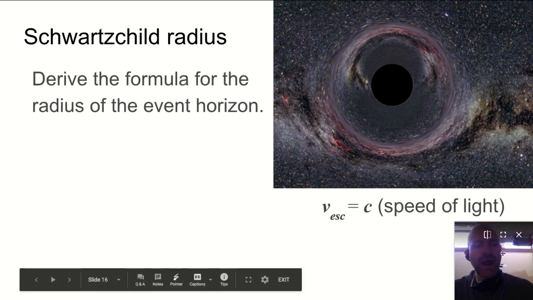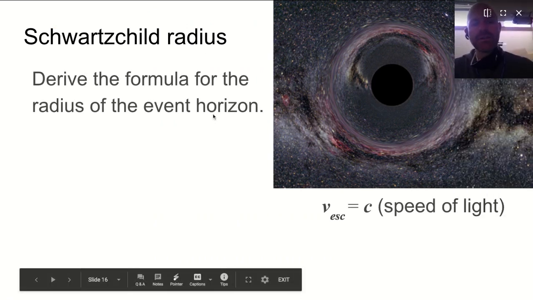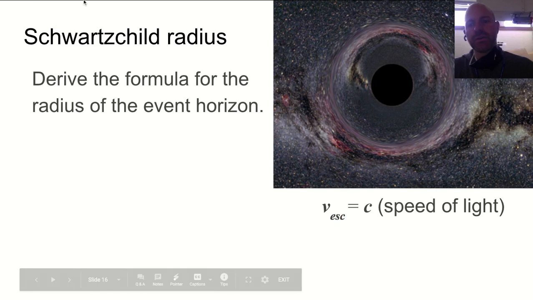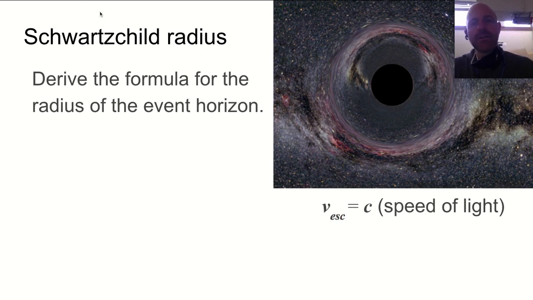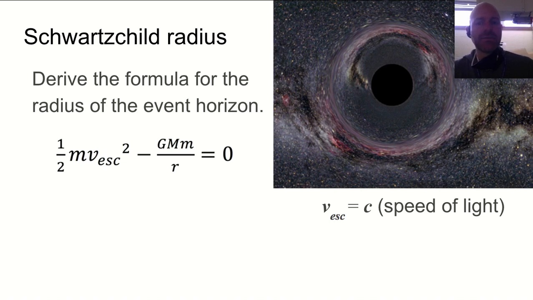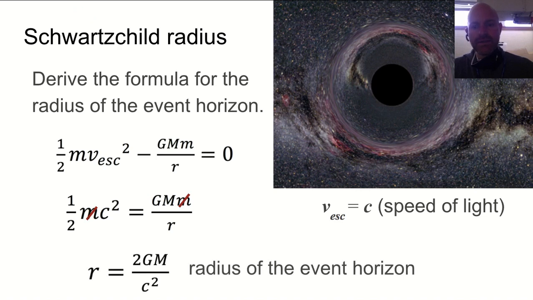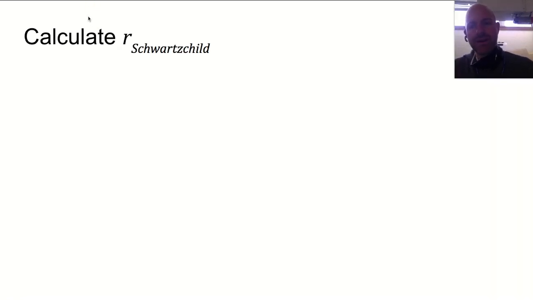But we can figure out where this is. What is the radius of the event horizon, called the Schwarzschild radius? Basically, the escape velocity is the speed of light. And so the escape is defined as kinetic energy plus potential energy equals 0 at a particular point. And we can plug in c, which is the speed of light, and we can solve for the radius. And so it's 2GM over c squared, the radius of the event horizon.